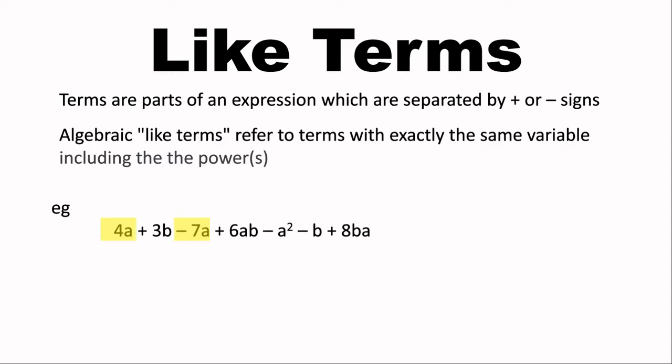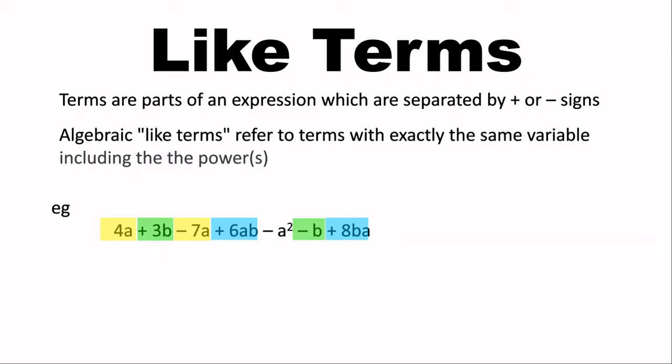For example, 4a and minus 7a. They're both terms involving the letter a. A squared, however, is not a like term with these two because it's got a different power. What other terms are alike in this expression? The positive 3b and the negative b, again, are two terms which involve the variable b. And positive 6ab and positive 8ba involve the same variables as well. Usually we put those variables alphabetically so that it's obvious that they're the same.